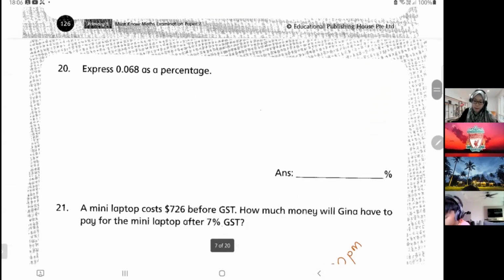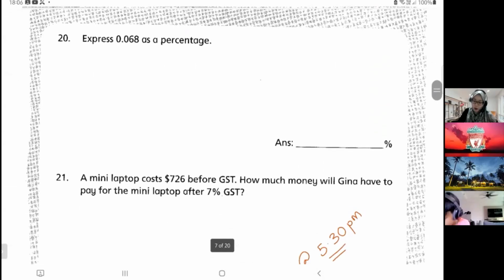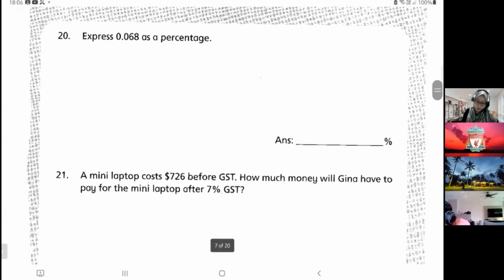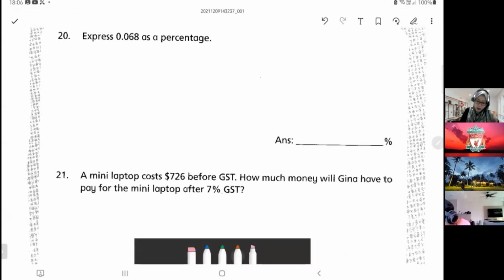Next one, number 20 and 21. Express 0.068 as a percentage. Okay, so I have 0.068. I want to change it to a percentage. You know that percentage means I will have to times it with 100%, like that. Okay, so for this one, I just times it with 100%.